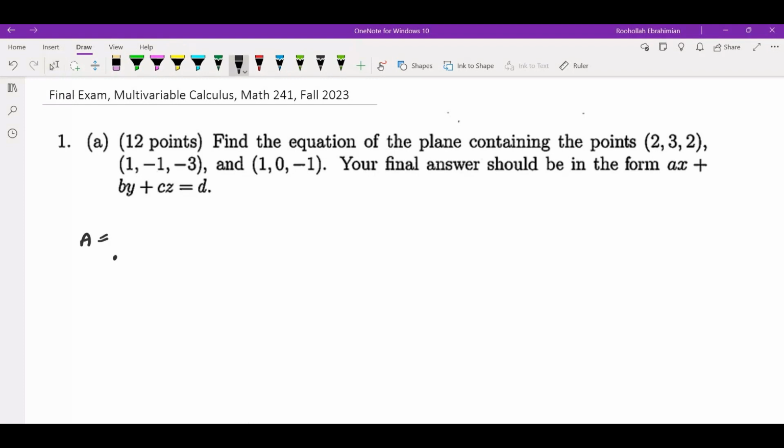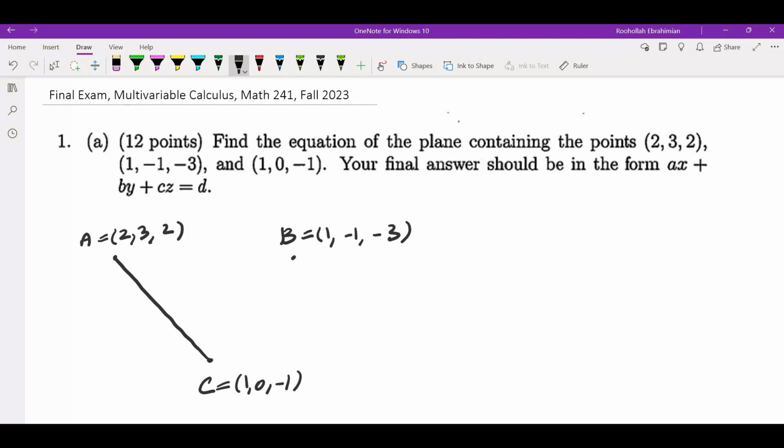We are given these 3 points: (2, 3, 2), (1, -1, -3), and (1, 0, -1). And we want to find the equation of the plane containing these 3 points. So in order to find a plane, we need a point and we need a normal vector. So we'll go ahead and evaluate a normal vector by finding AB cross AC.